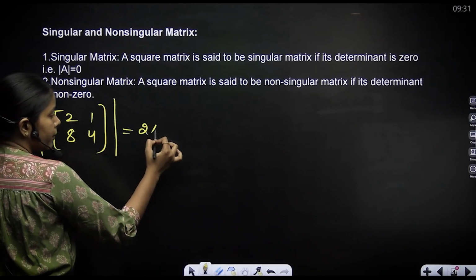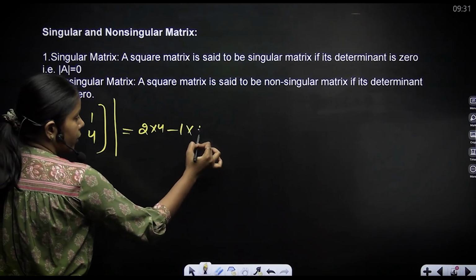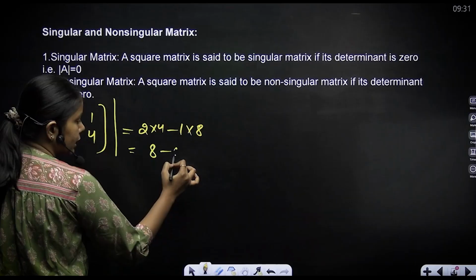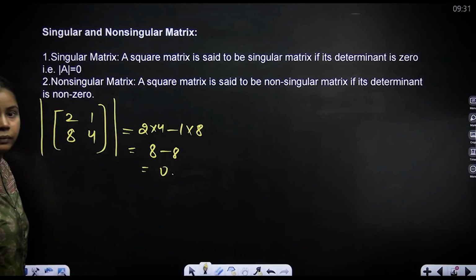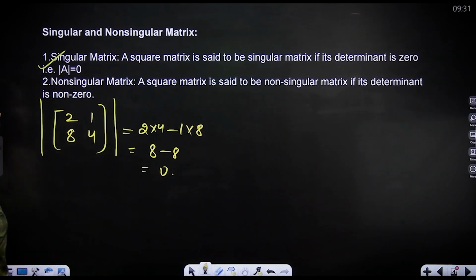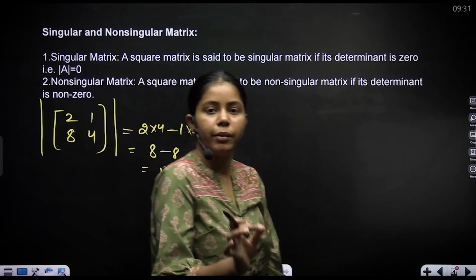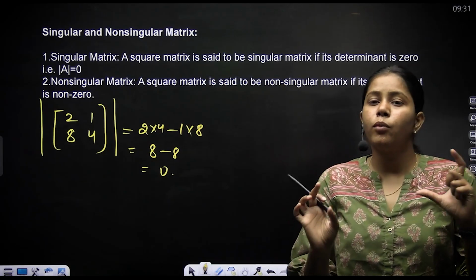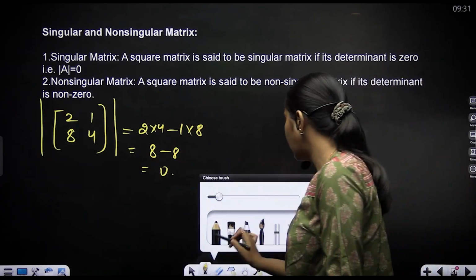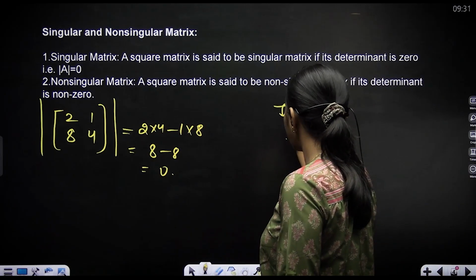2 into 4 minus 1 into 8. What would be the determinant here? 8 minus 8. That would be 0. Right? So it is a singular matrix. Singular matrix when the determinant is 0, and non-singular matrix when the determinant is non-zero. So determinant is important. So one more topic comes, that is the inverse of a matrix.